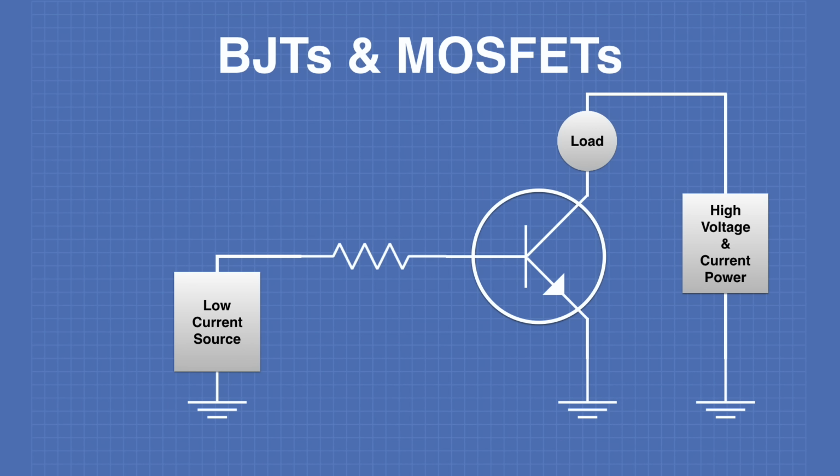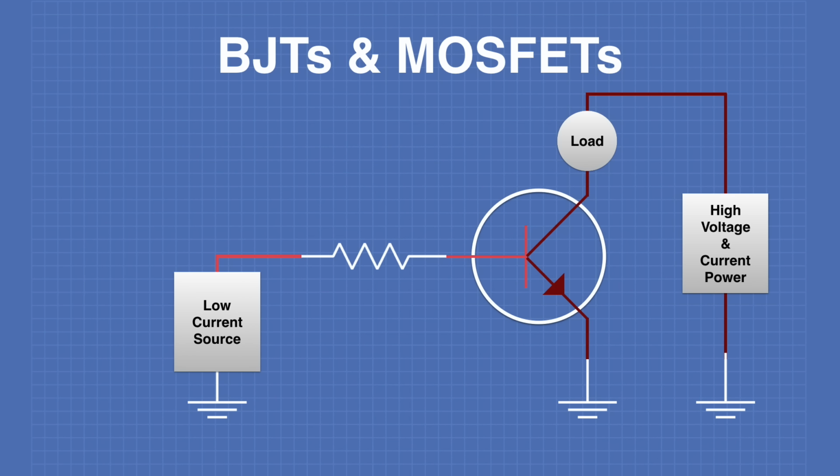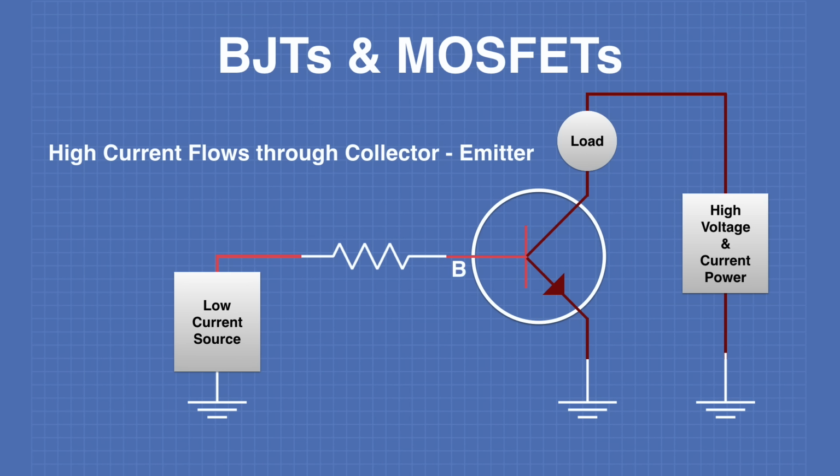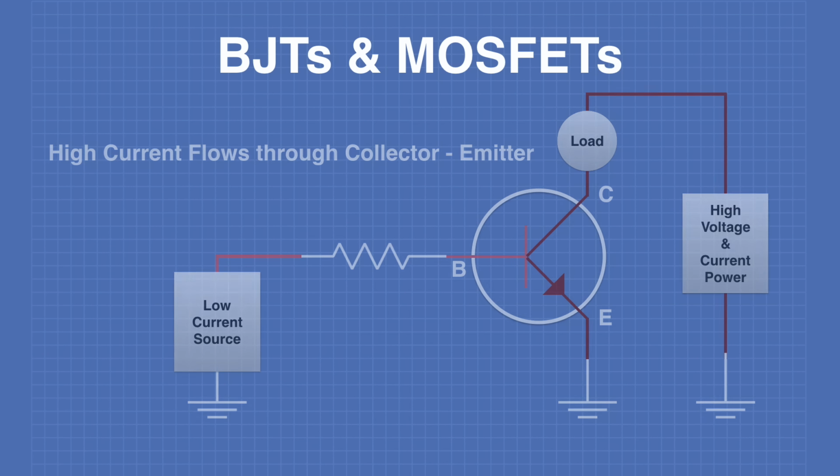Here's a circuit with an NPN transistor, which is the type that you'll encounter the most often. You'll notice that we have a low current source and then a high current and high voltage source that is driving a load on the other side of the transistor. We'll apply a low current to the base of the transistor. This will switch the transistor on, allowing a high current to flow through the collector and emitter. In a sense, when the transistor is on, it behaves a lot like a diode.